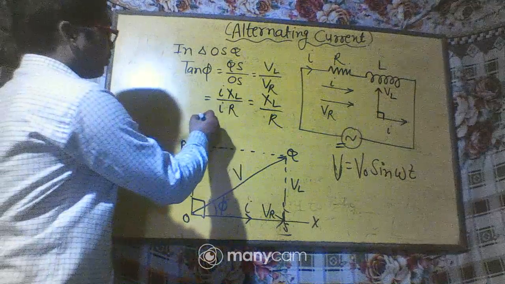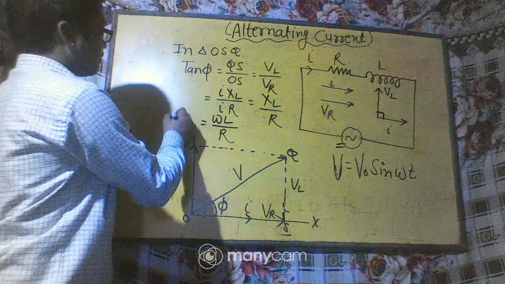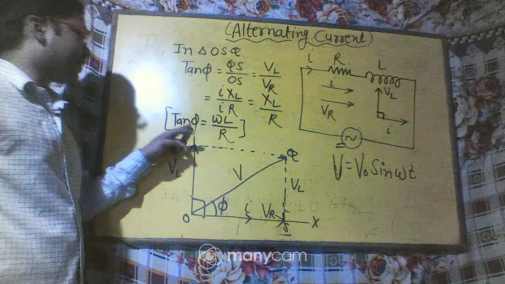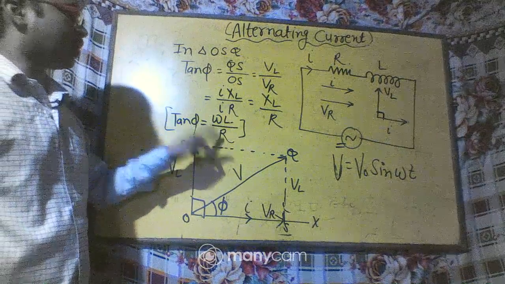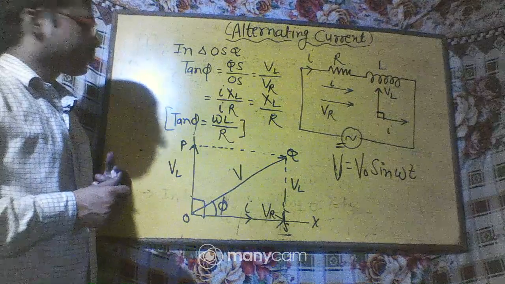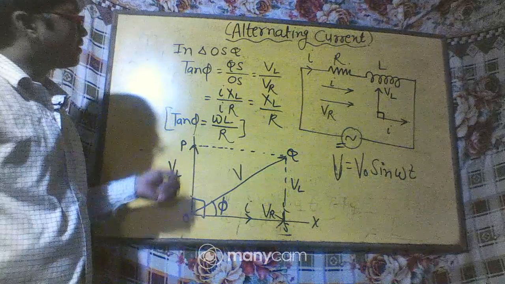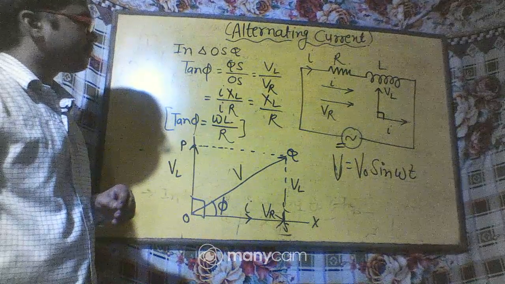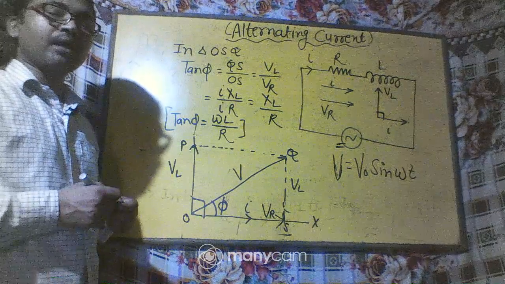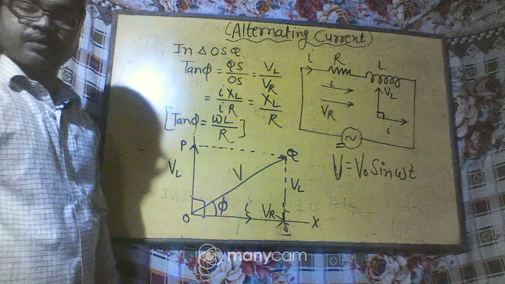We also know that XL can be written as omega into L. So tan phi is equal to omega L upon R, or you can write phi is equal to tan inverse of omega L upon R. So by using these relations you can find out the phase angle, then the net impedance of this circuit. Okay.